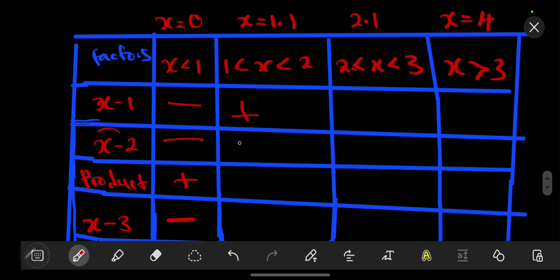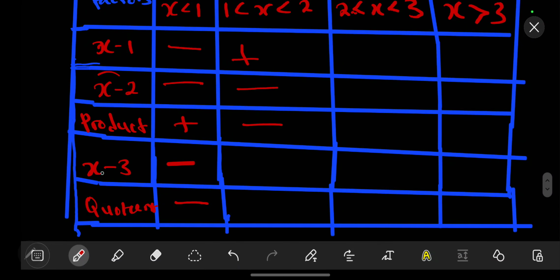So since it's negative, we are going to write our negative. Then we are here. If we divide, positive divided by negative, or multiply to get our product, we are going to get a negative. Negative times positive will be a negative.